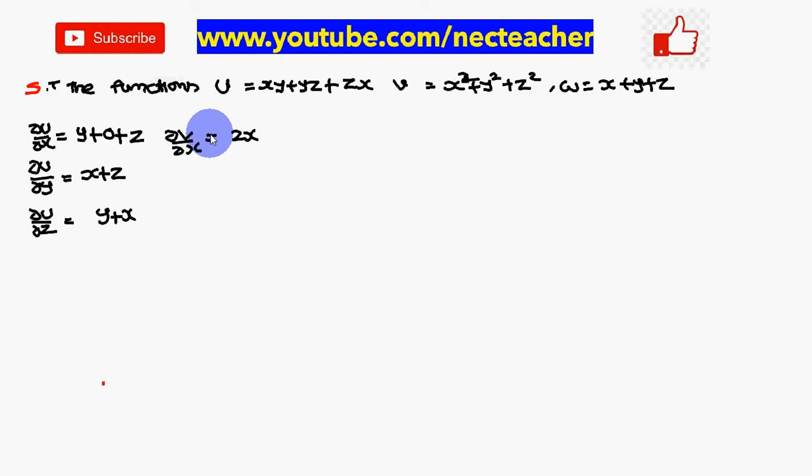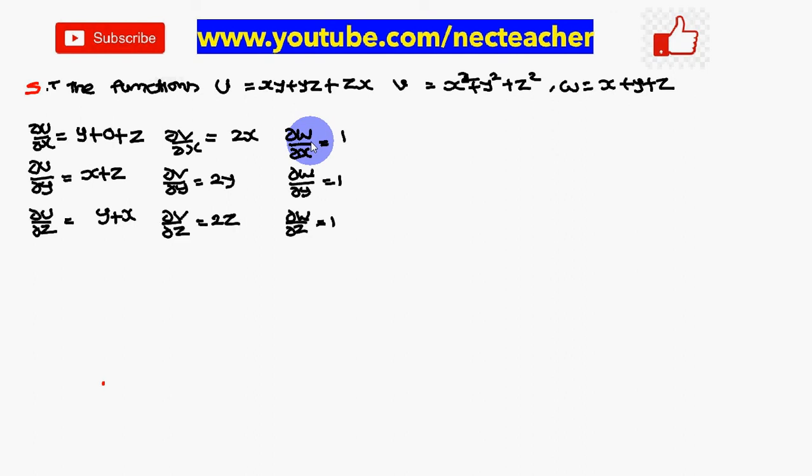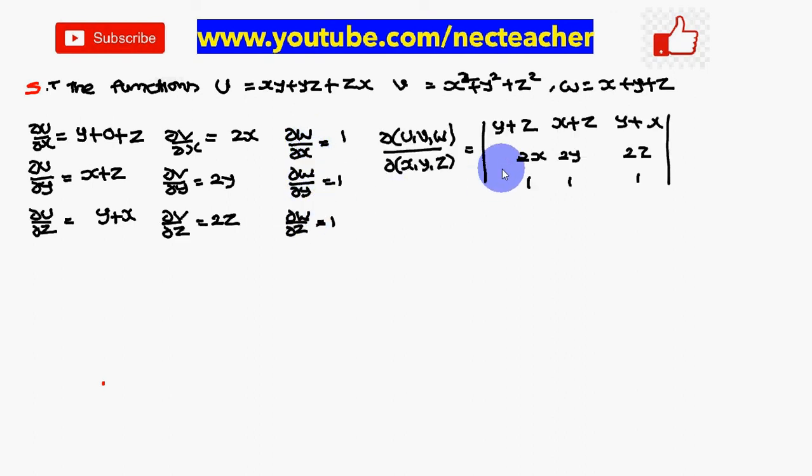Similarly ∂v/∂x, ∂v/∂y, ∂v/∂z. Similarly ∂w/∂x, ∂w/∂y, ∂w/∂z. Now the determinant looks like this if you substitute all the values. Now what I am doing is taking the common factor outside of the determinant, so you will get it like this.